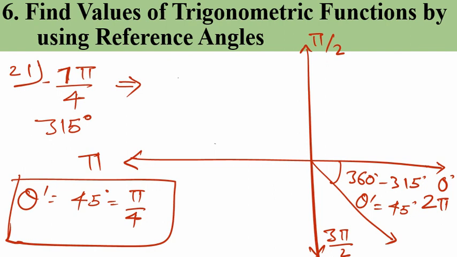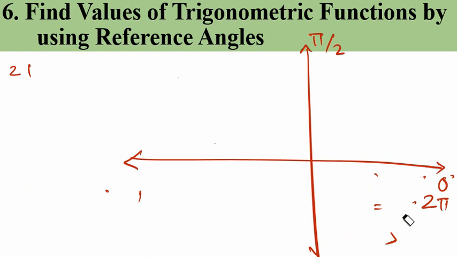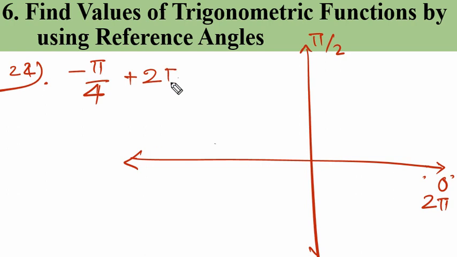Okay, now what next? Next we have negative pi over 4. Next question is negative pi over 4. So let me just remove this information here. First I will find the coterminal angle, right? You have to find the coterminal angle. To find the coterminal angle, you will do plus 2 pi. And when you do negative pi over 4 plus 2 pi, you will get how much?